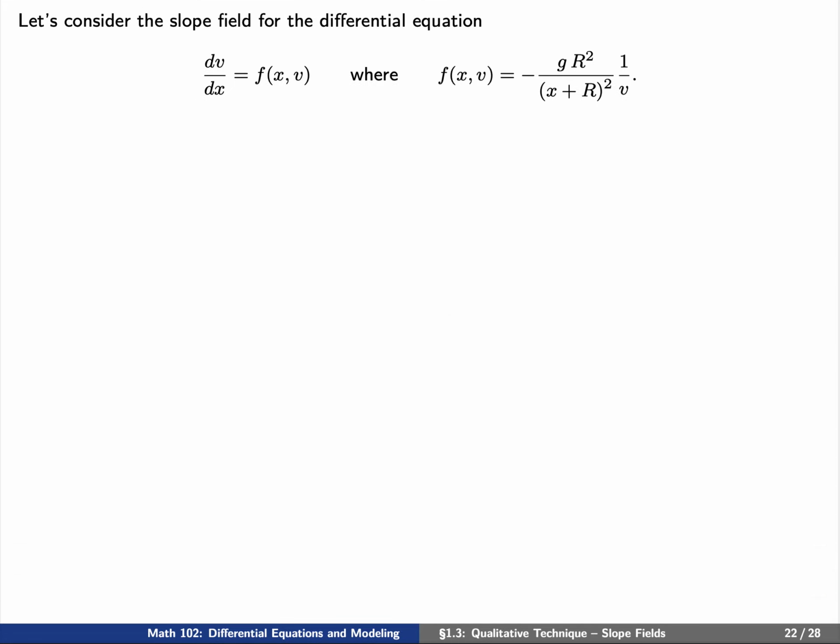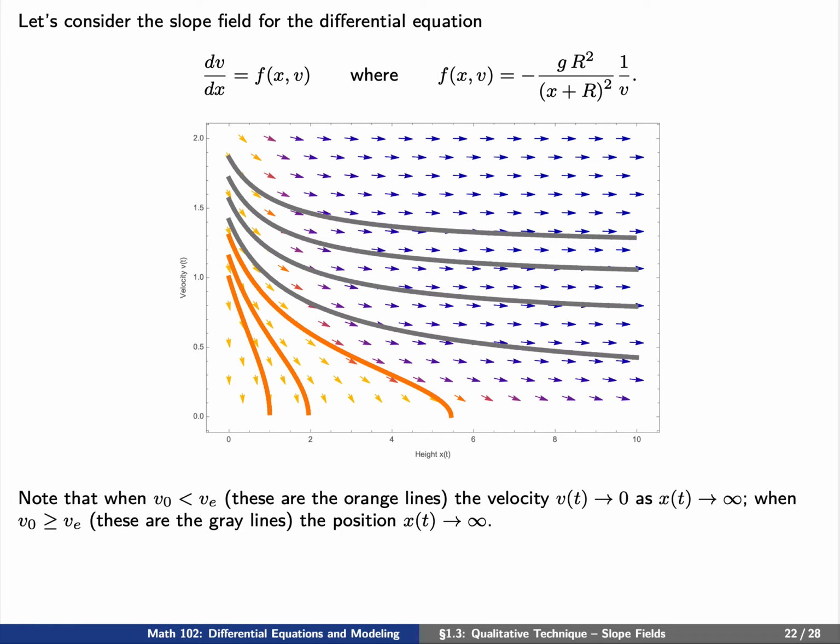Now let's step back for a moment and remember that for today's lesson, we really want to consider the slope field. If we go back to our original differential equation and now express things in terms of velocity and position, we'll ignore time for the moment. We then have a plot that looks like what you see here on your screen.